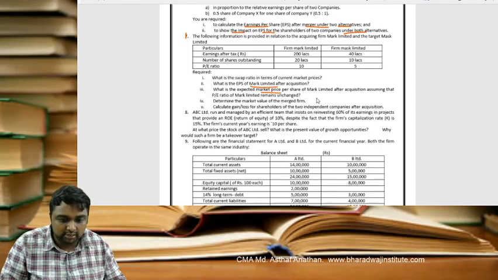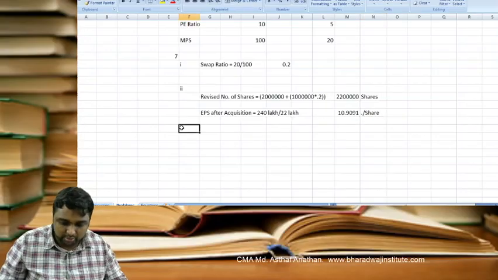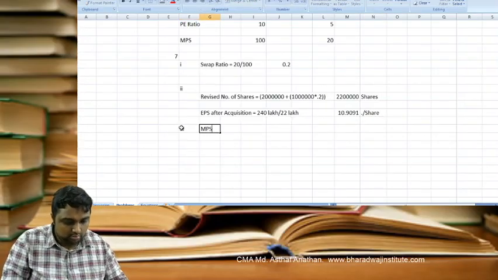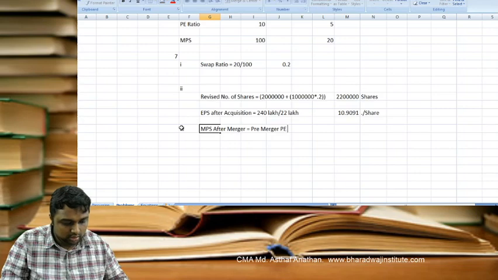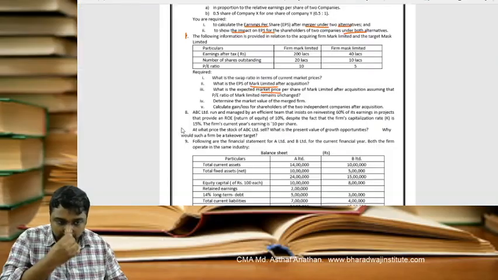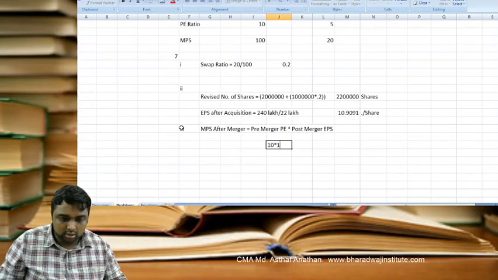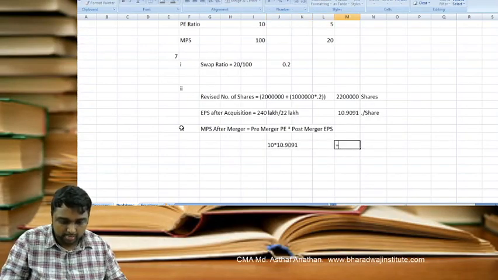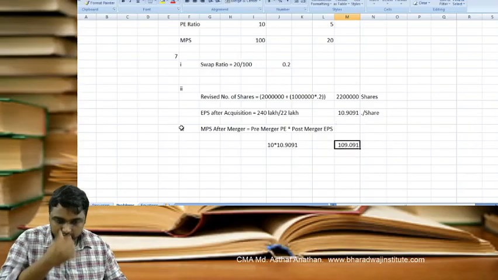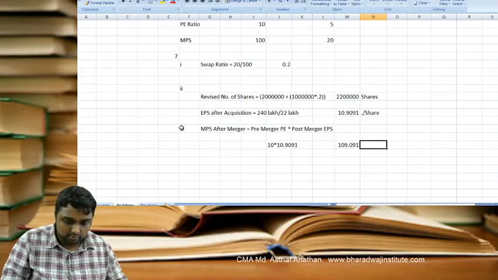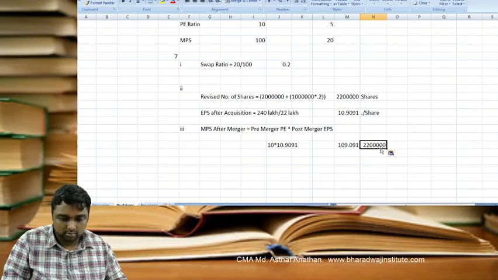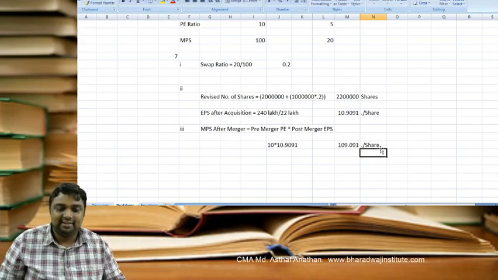Now, what is the expected market price of Mark Limited? Assume PE ratio remains unchanged. So, expected market price. Market price after merger is equal to pre-merger PE into post-merger EPS. So what is the pre-merger PE? 10 into 10.9091, that is 109 point 09 per share.